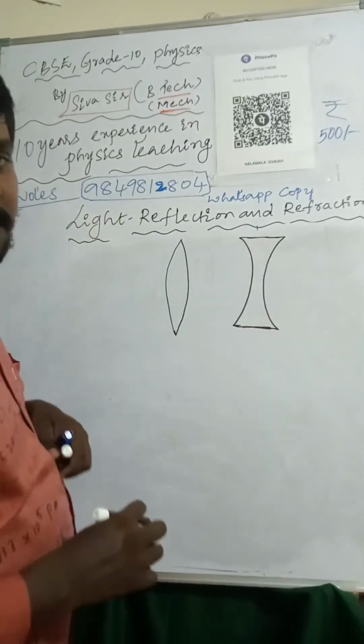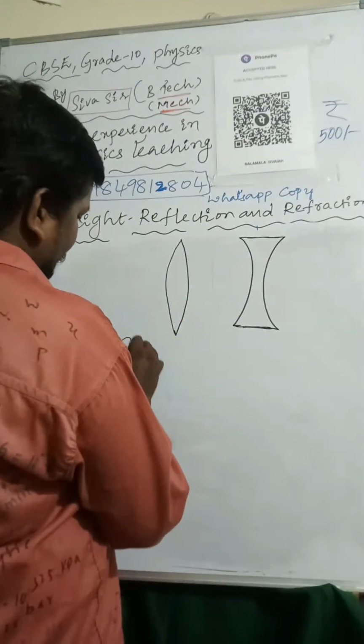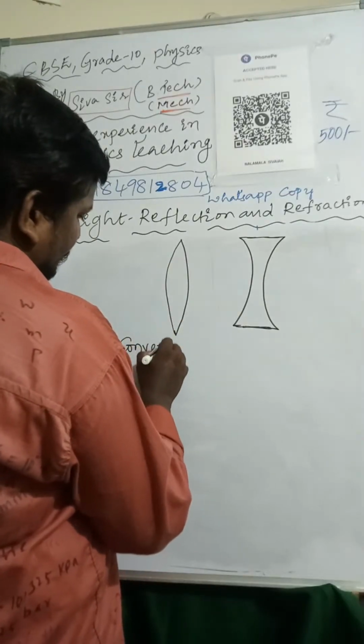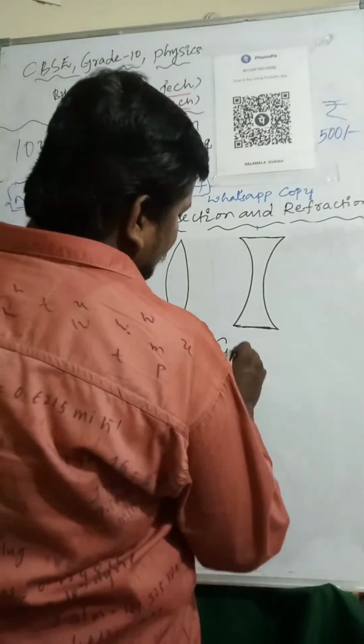Concave lens. Okay, this is a convex lens. Concave lens.